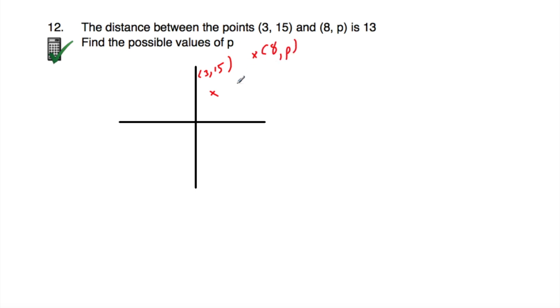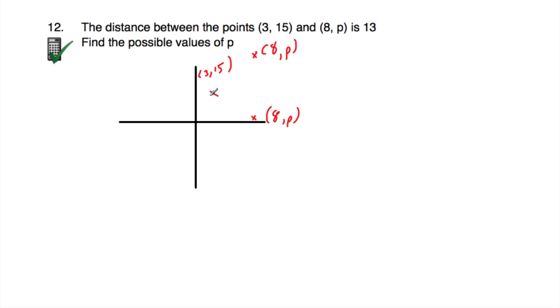But that's one position, but also it could be down here somewhere. I'm not sure if it's going to be below the x-axis or above the x-axis. I'm just going to put a point here for the minute. It would be the same length. So if that's 13, that would be 13. So there's two possible positions, here and here, for 8, p. We're not entirely sure what these two values of p could be.